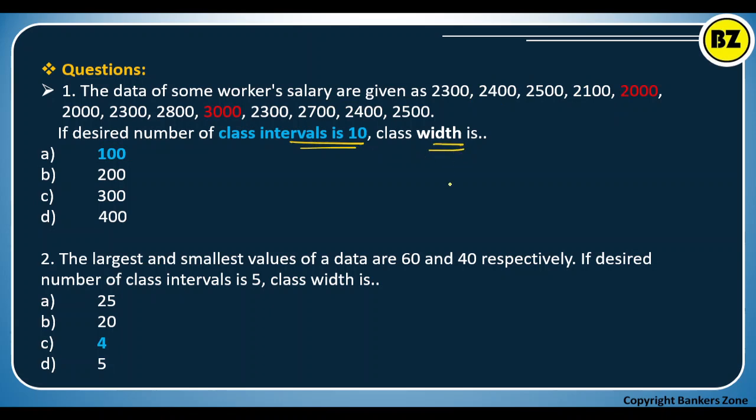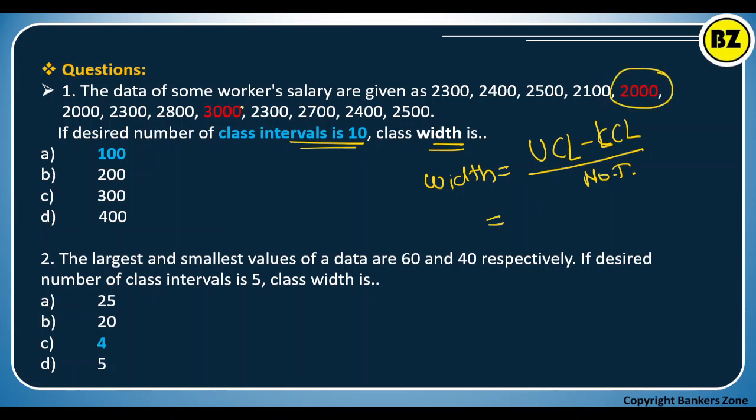So friends, see, we learned one formula. What is the width of the class? Width of the class is nothing but the upper class limit minus lower class limit divided by the number of intervals. So we have to find the width. What is the upper class limit? See, this is the class, lower limit is 2000 and upper limit is 3000.